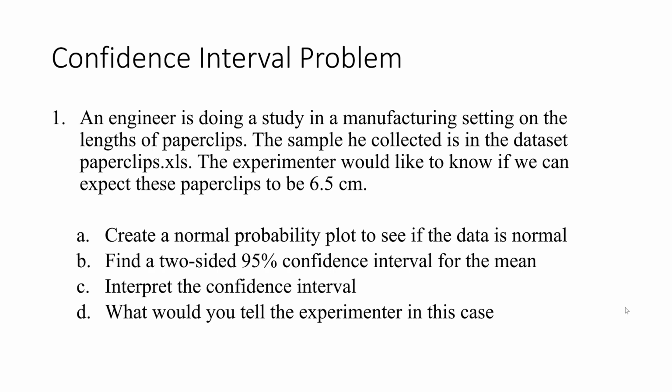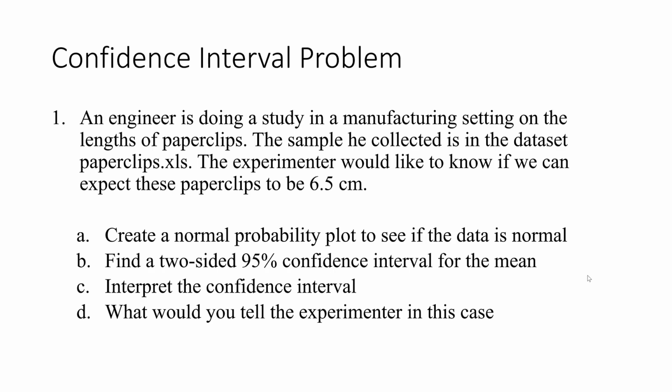Okay, so first we're going to create a normal probability plot to see if the data is normal. We do this because in order to use a t confidence interval, in this case, we're going to need to know that the data is normal. Part B, we want to find a two-sided 95% confidence interval for the mean. Part C, we're going to interpret the confidence interval. In Part D, the question is what would you tell the experimenter about the idea of the paper clips being 6.5 centimeters long?